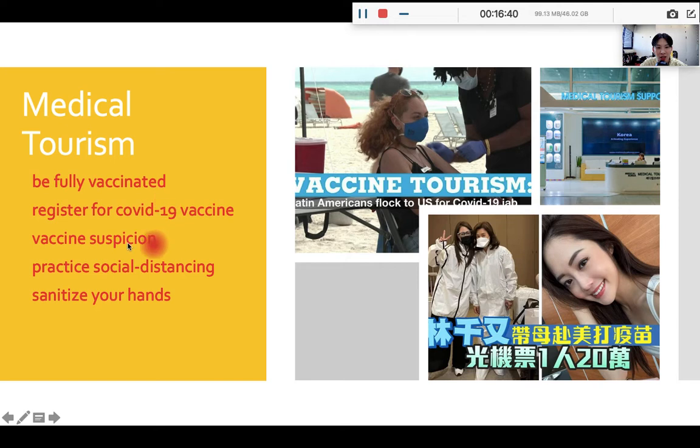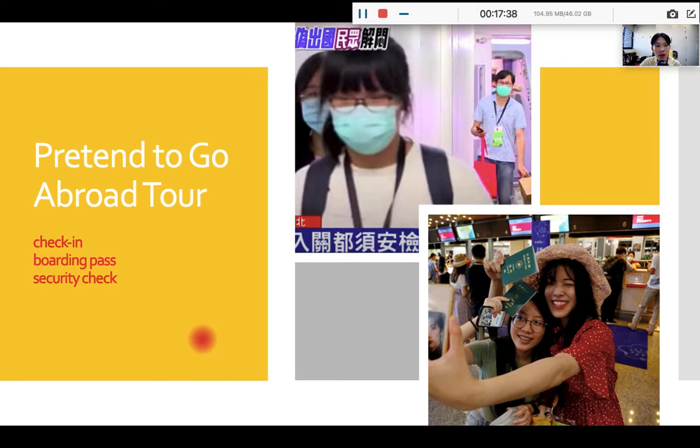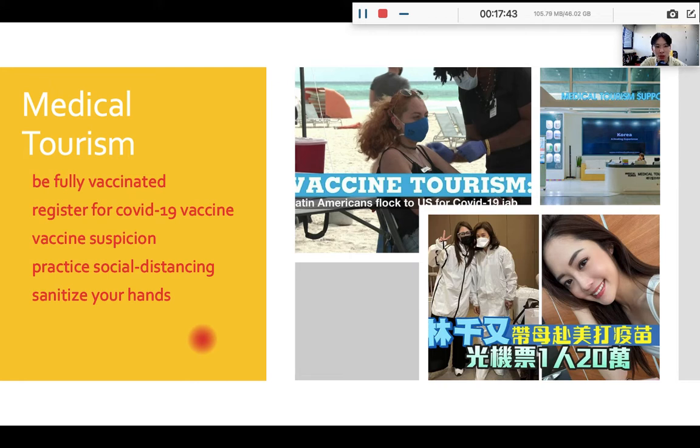and wait in line. And in America, a lot of people, especially religious people, don't believe in science. And the vaccination rate in the US is still not that high. So this is actually a result of vaccine suspicion. Religious people don't actually believe getting vaccinated can help. Okay? And now when we go out or travel on public transportation, we all need to practice social distancing, and we must also remember to sanitize our hands. Okay? So these are 3 types of traveling for your reference, with 2 kinds about COVID: pretend to go on an abroad tour, staycation, and medical tourism.